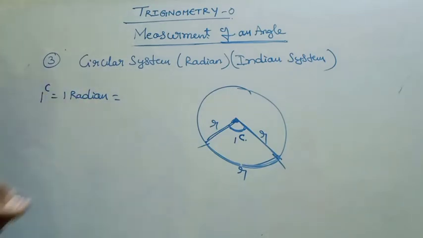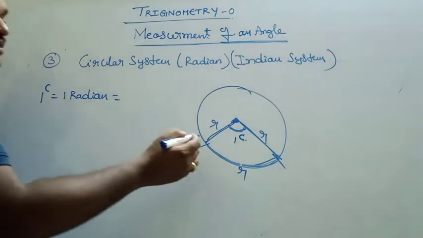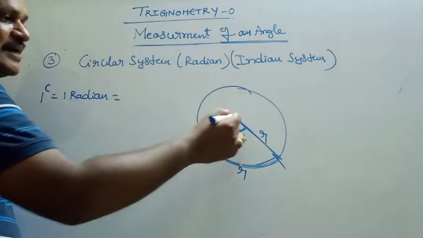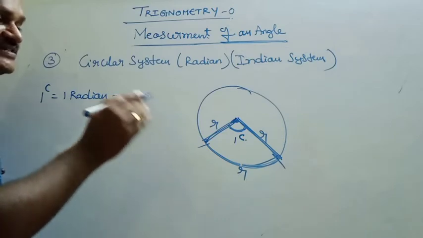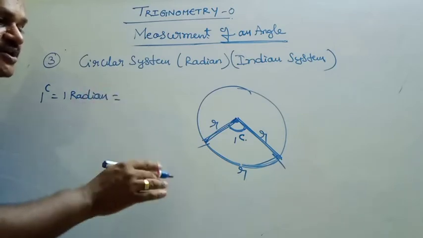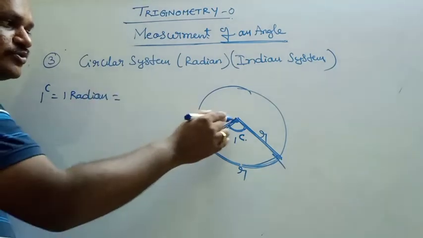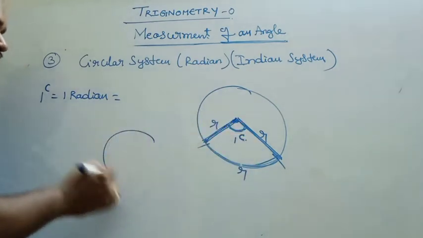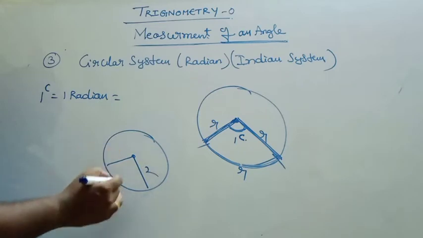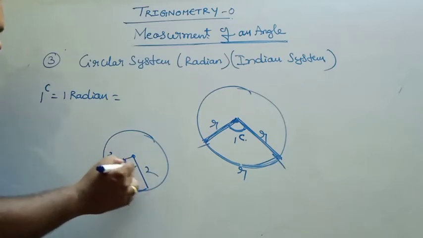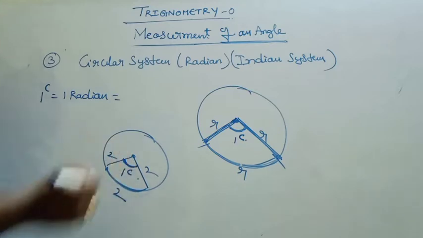I am repeating once again. It is the angle made by an arc at the center. What type of arc? One whose length is equal to the radius. Suppose you take any circle, for example this radius is 2 centimeters, then you take the arc length as 2 centimeters here, then how much angle will it make? This is what you call 1 radian.